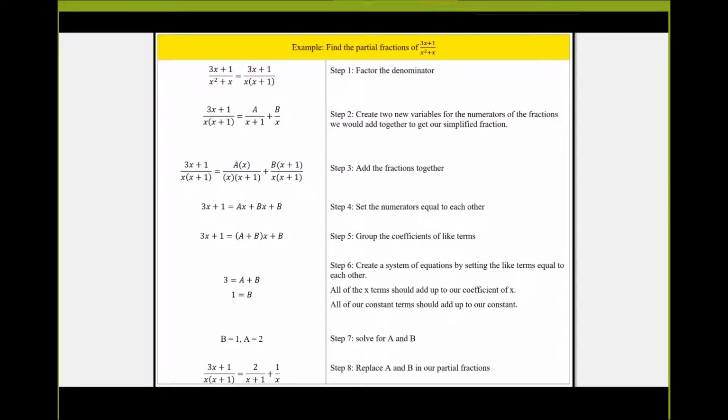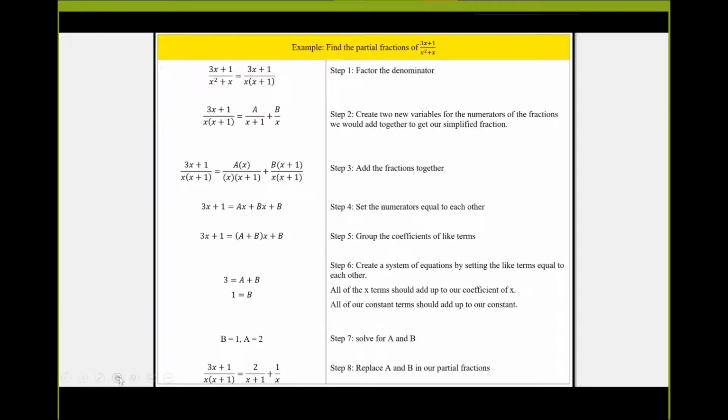Okay, so here's what it looks like. I'm going to start out with our larger fraction, 3x plus 1 over x squared plus x. And the first thing I'm going to do is factor. That'll tell us what the bottom parts of these original partial fractions were. So if I factor the bottom, I'll get x times x plus 1.